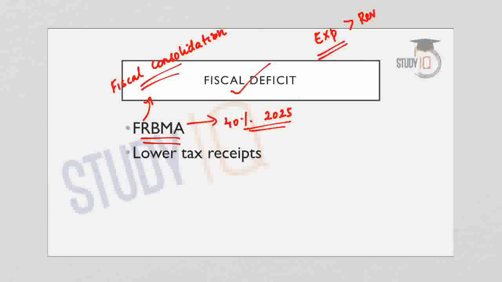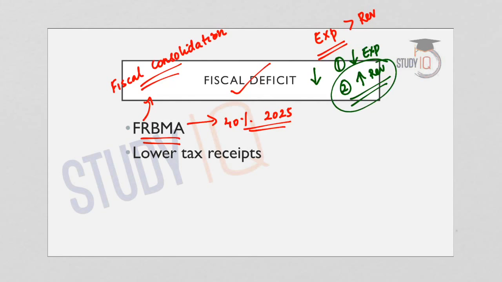Now what is meant by fiscal consolidation? It means reducing the government's fiscal deficit and improving the fiscal health of the government. So fiscal deficit has to be reduced. It can happen in two ways. One is to reduce expenditure. The second is to increase the revenue. Now we are talking about increasing the tax revenue for the government by undertaking taxation reforms. When the fiscal deficit comes down, the fiscal health of the government will improve. So this is the aim of FRBMA.